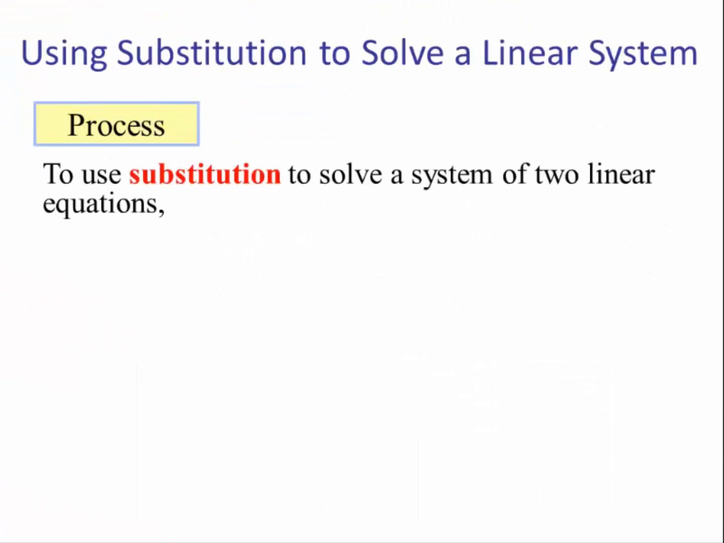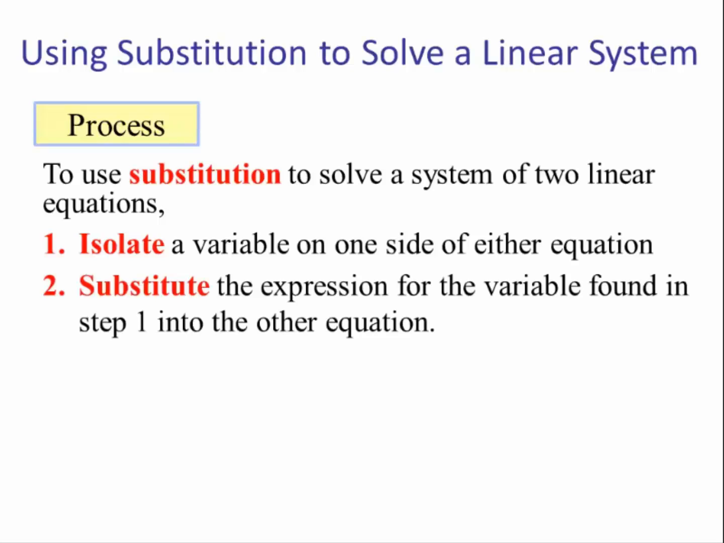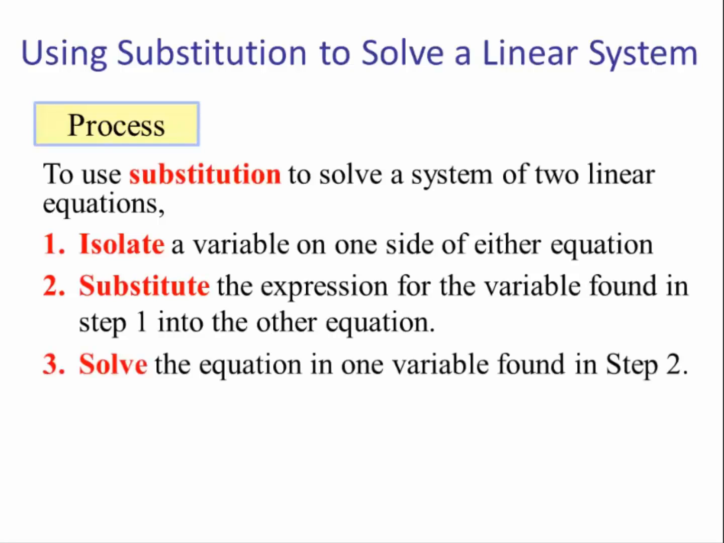Using substitution to solve a linear system. Process. To use substitution to solve a system of two linear equations. Number 1, we isolate a variable on one side of either equation. Number 2, we substitute the expression for the variable found in step 1 into the other equation. Now this is important. It needs to be in the other equation than the equation that we used in step 1.